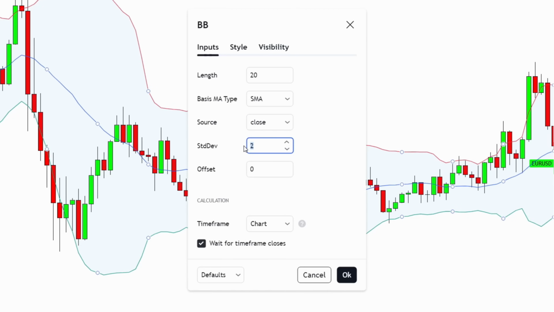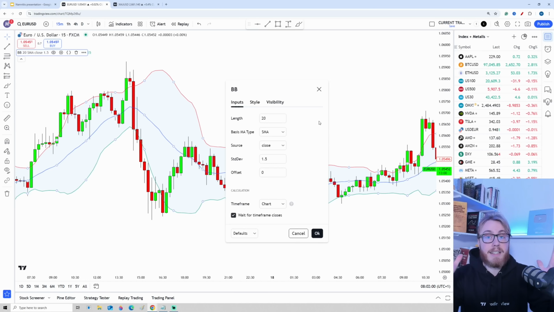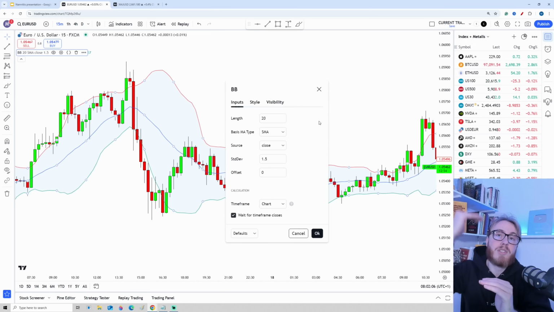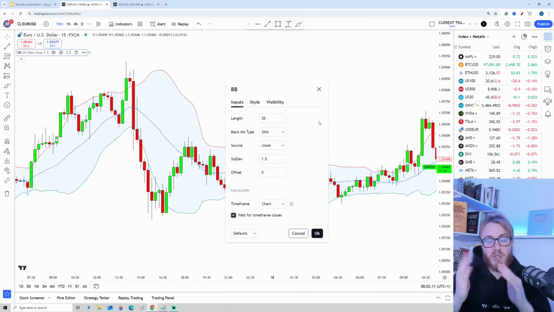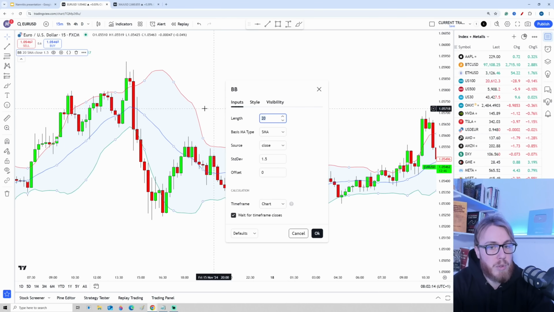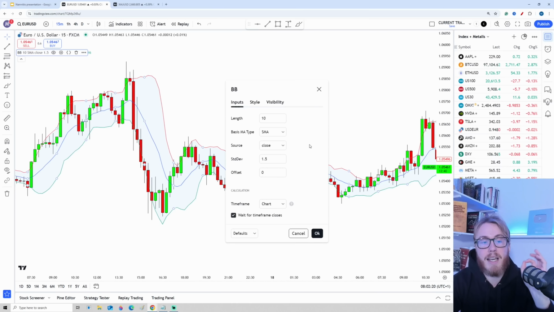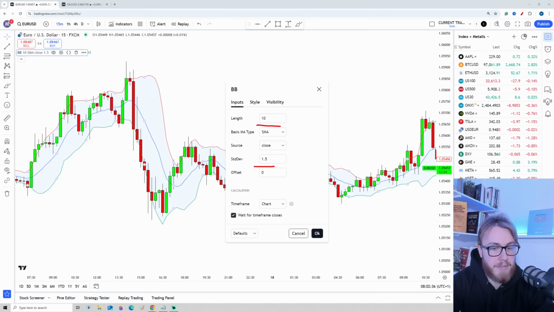Now, this setting is very important. This is the standard deviation we talked about earlier in the course. And the standard deviation here is 2. But for this setting, we're actually going to decrease this one to 1.5. This will change the indicator and shrink the Bollinger Bands. So now instead of the Bollinger Bands being 2 standard deviations away from the middle, now they will only be 1.5. So the Bollinger Band will be tighter in general. And we're also going to change the length of the simple moving average to 10. This will make the Bollinger Band much more short term. So make sure to have 10 and 1.5 right here.